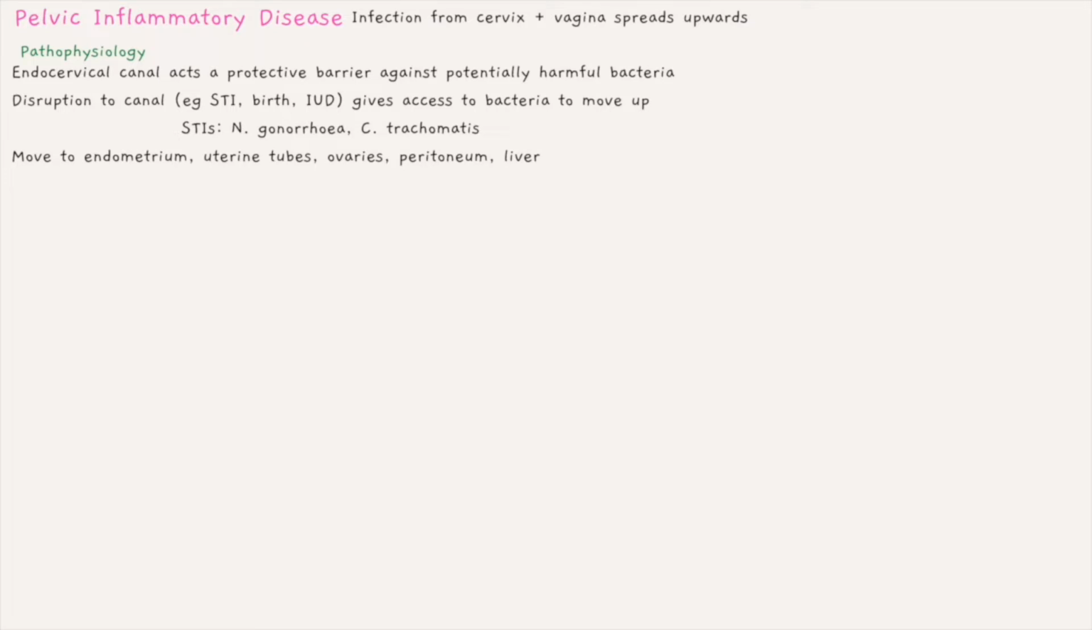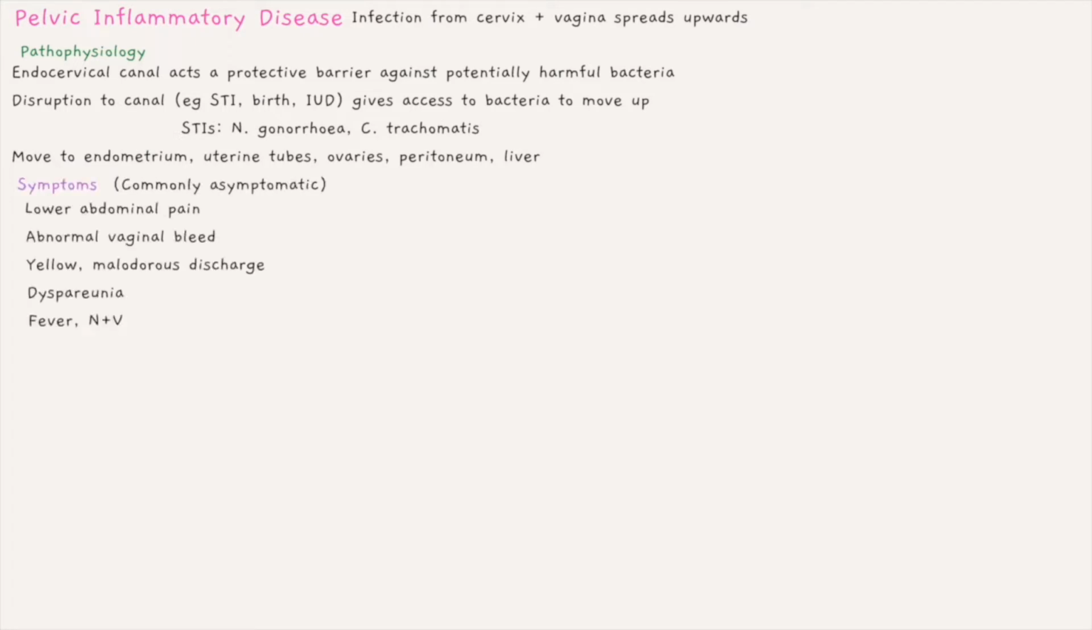Normally, the endocervical canal acts as a protective barrier against potentially harmful bacteria in normal vaginal flora. However, if the canal is disrupted for whatever reason, such as an STI from a gonorrhea or chlamydia infection, birth, or IUD, vaginal bacteria gains access to travel up. It can reach the endometrium, uterine tubes, ovaries, peritoneum, or liver.